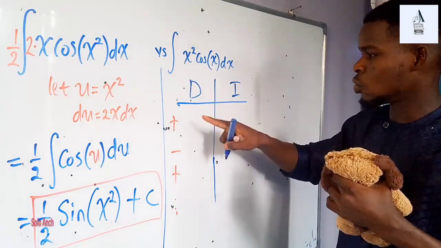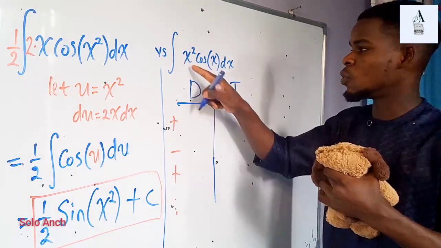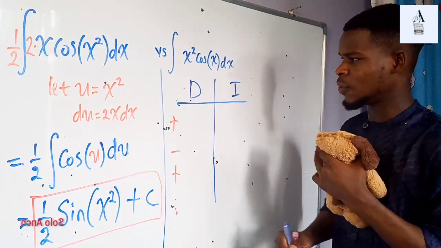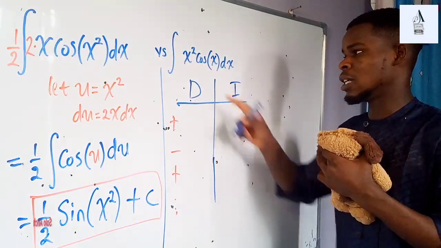So here we have to choose a function to differentiate. This stands for differentiate, this stands for integrate. So between x squared and cosine of x, which one should we differentiate? Well, we should differentiate x squared and integrate the trigonometric function.